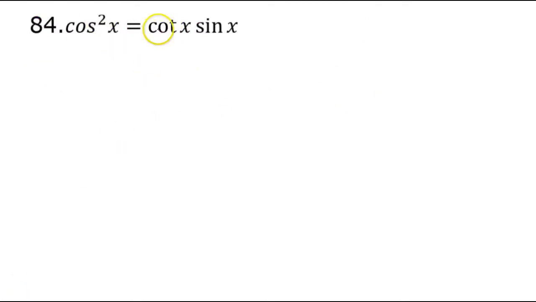Okay, this one, I see we have cotangent in here. I don't like having 3 different trig functions, so I'm going to go ahead and write cotangent in terms of sine and cosine. So that's going to give me cosine squared x is equal to, and cotangent would be cosine over sine.